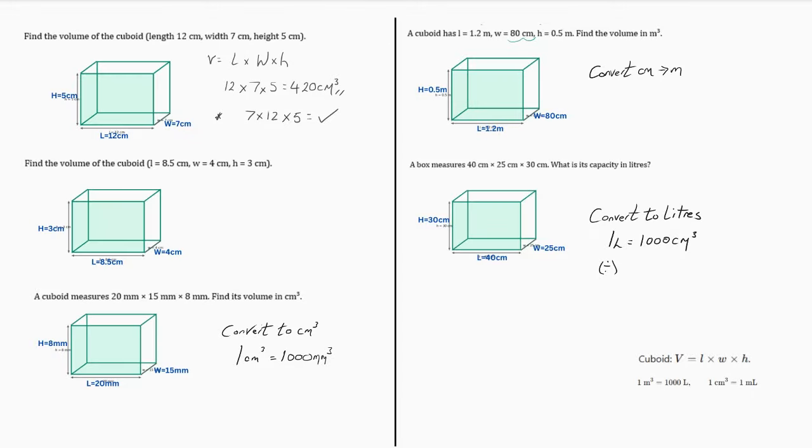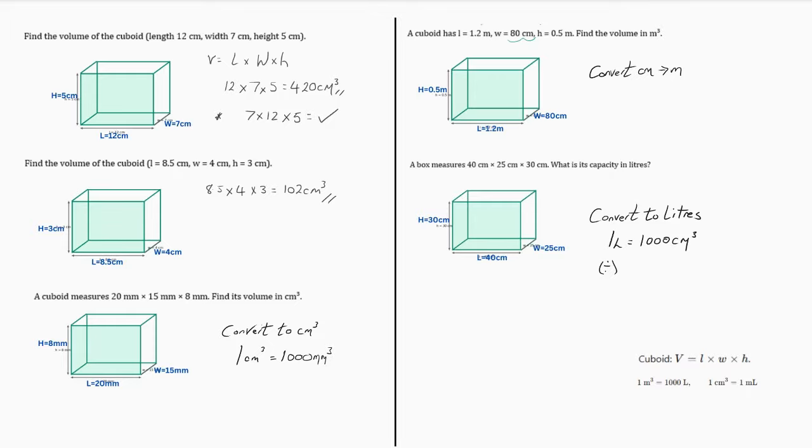So the next one, we have 8.5, 4 and 3 centimetres. So let's plug it into our formula. So we have the length is 8.5 times 4 times 3, which gives us 102 centimetre cubed. Well, that's easy, isn't it?